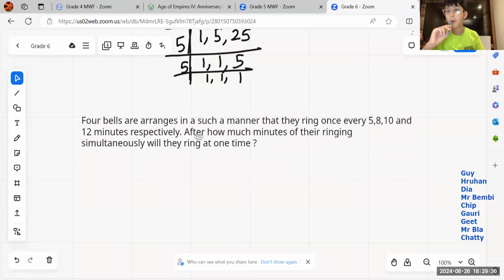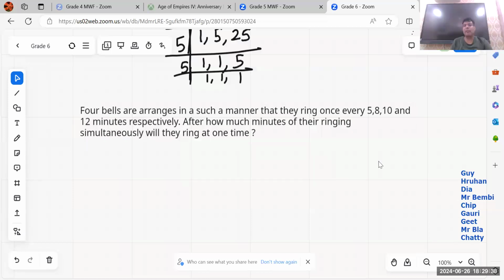So guys, this question says there are 4 bells. I rang them together just now. One is for grade 3, one for grade 4, one for grade 5, and one for grade 6. Because grade 3 is small, I ring the bell for them after every 5 minutes. Grade 4 is a little higher, I ring for them after every 8 minutes. Grade 5 every 10 minutes, and grade 6 every 12 minutes. So after how much time will they ring together?